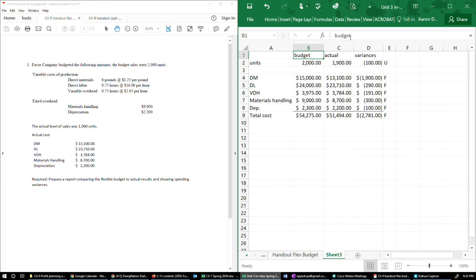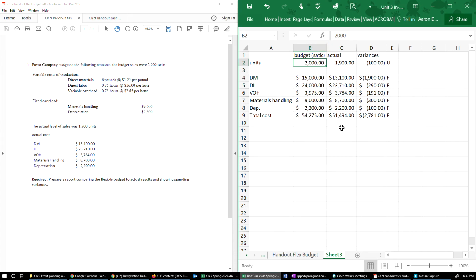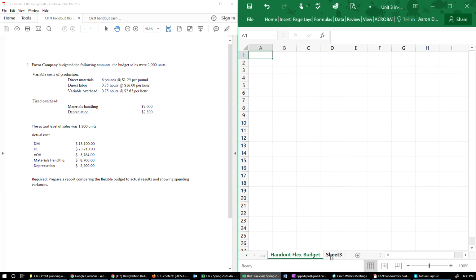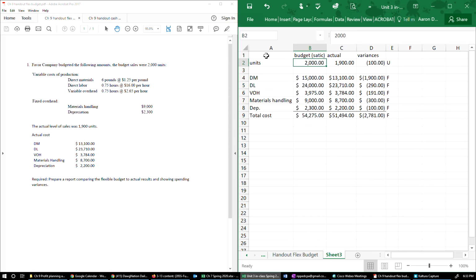To be clear, this is the static budget. It's based on a single level of output that was determined during the budgetary process. Okay, so let's leave this for a moment and actually let me borrow some of this, and we're going to actually work the problem.